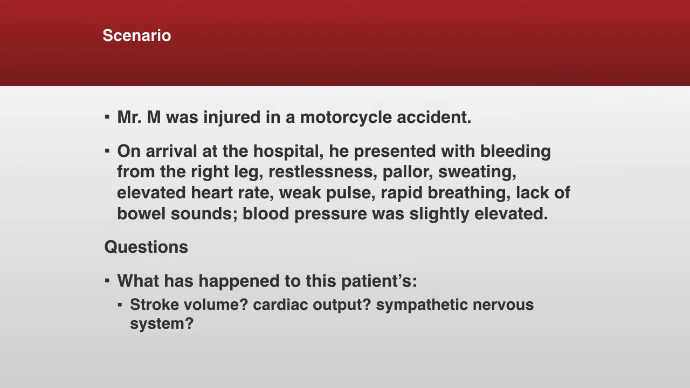What's going on with the sympathetic nervous system? Well, we've got restlessness, we've got sweating, we have an elevated heart rate, we have rapid breathing. Our bowel sounds have decreased because we don't need the bowels moving and doing everything. We're in our fight or flight. So increasing our heart rate, increasing our blood pressure, increasing our respiratory rate, those are the things that we need to deal with this stress.